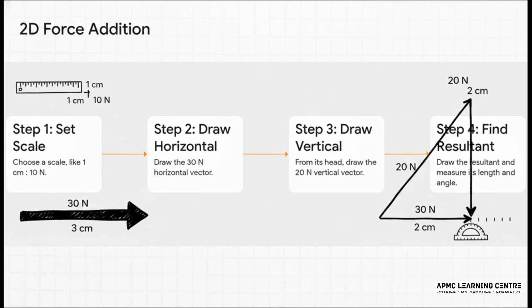No new rules. Step 1, pick a scale. Let's make it easy. 1 centimeter represents 10 newtons of force. Step 2, draw the 30 Newton horizontal vector. So that's a 3 centimeter line. Step 3, from the head of that first vector, we draw our 20 Newton vertical one. That'll be 2 centimeters long, pointing up. And finally, we just draw our resultant to close that triangle.